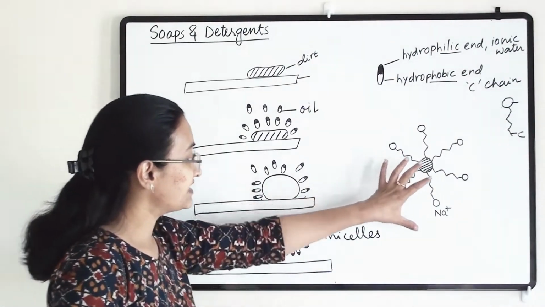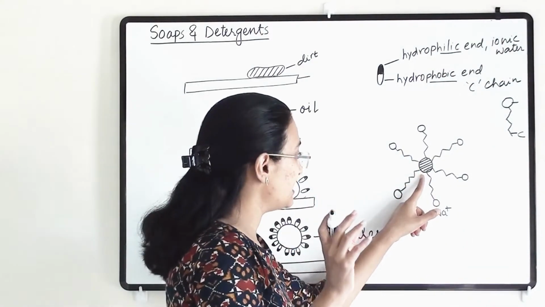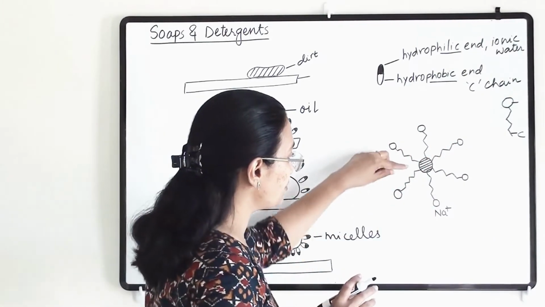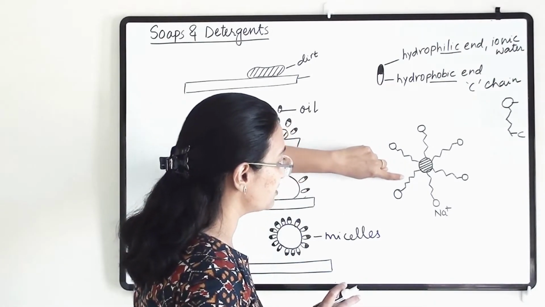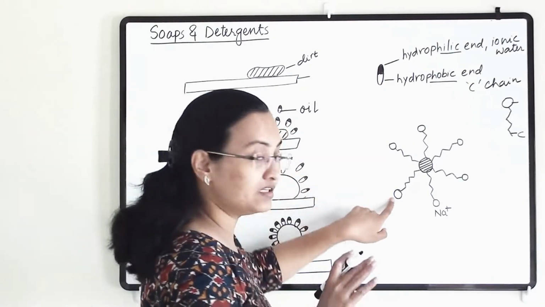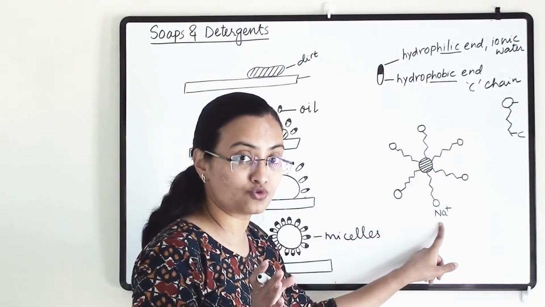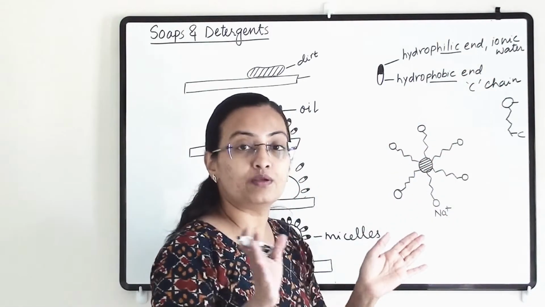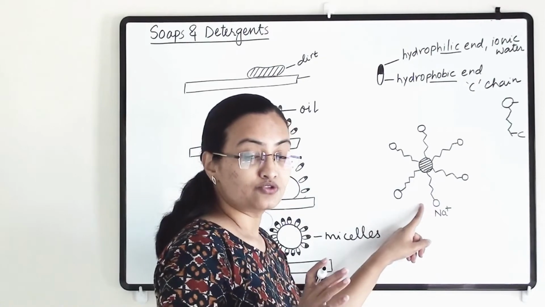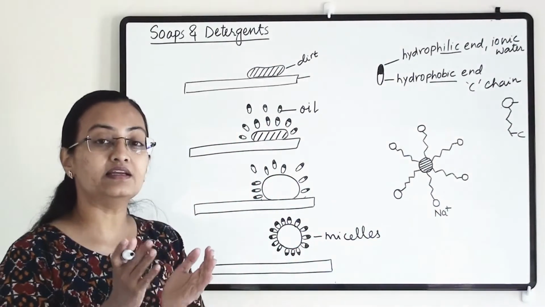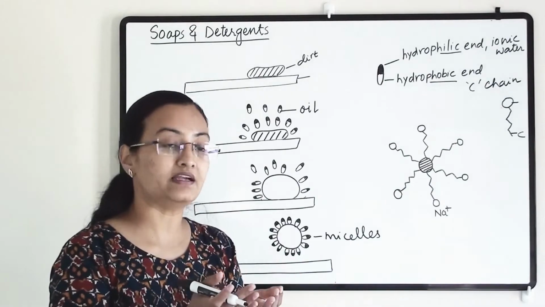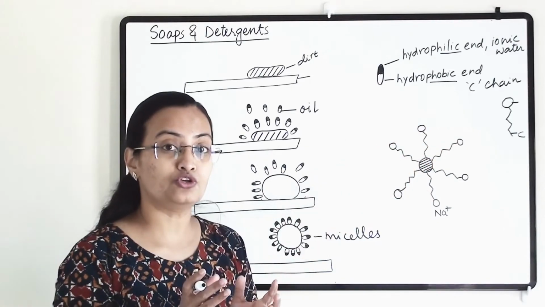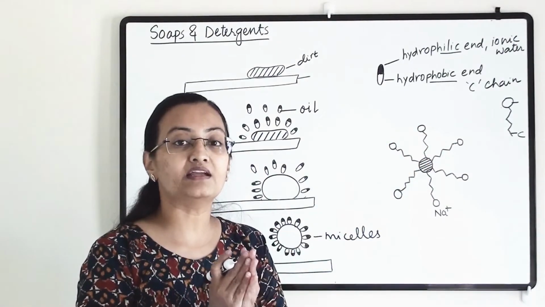Micelles look something like this, where in between the dirt particle is there, and around the dirt particle all these soap molecules are there. These soap molecules are attached to the dirt particle with the hydrophobic end, whereas the other end, which has a sodium or potassium salt, an ionic end which interacts with the water, will remain apart from the dirt molecule. So they simply cover the dirt particle inside themselves within this micelle formation.